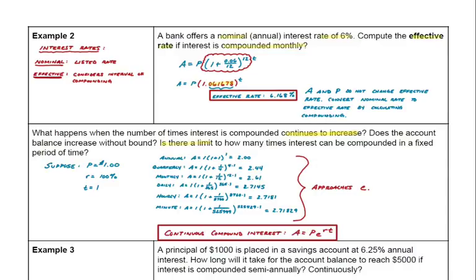So E comes from the limit, essentially, of how many times you can calculate interest in a year, and then you raise that to your rate times time. So what you need to be looking for is problems where the word continuously shows up. So we'll look at this next example, you'll see what I'm talking about.